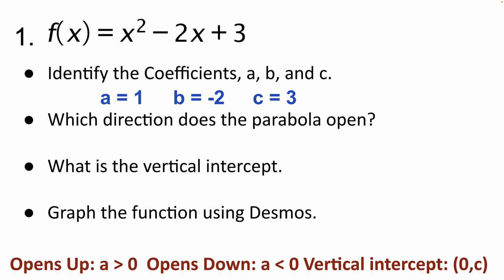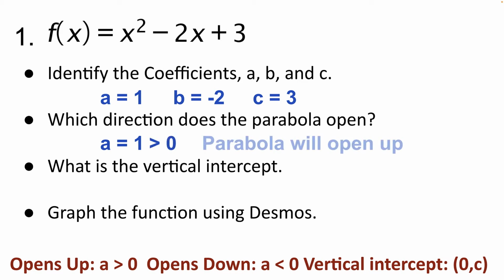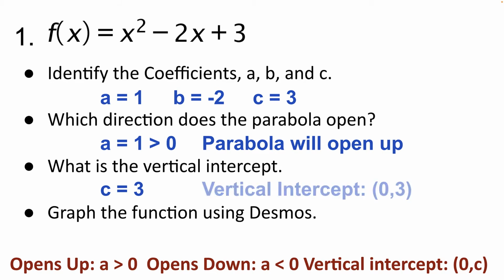Now let's use these coefficients to determine which direction the parabola opens. To identify the direction of the parabola, we use the coefficient a. Since a is 1, which is greater than 0, that tells us that this parabola will open up. Now let's find the vertical intercept. The vertical intercept is associated with the constant term c. For this function, we know c is equal to 3. That means that this parabola will have a vertical intercept at 0, 3.